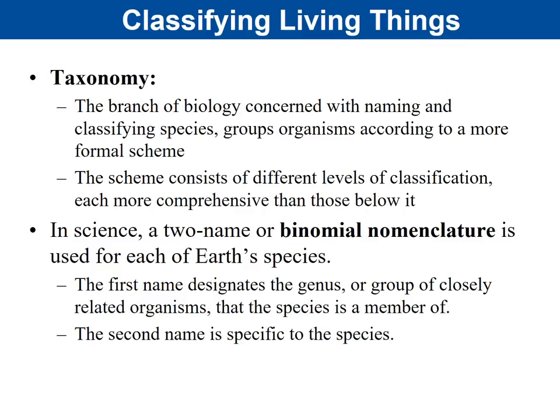But in science, when we go to name Earth species, we use a two-name, or binomial nomenclature. The first name is going to be the genus. So for humans, our genus is going to be Homo. And remember, we capitalize the Homo. Our species is going to be sapiens, and our species is going to be lowercase. And we underline the two names separately. And so the second is going to be the species, and the first is going to be the genus.